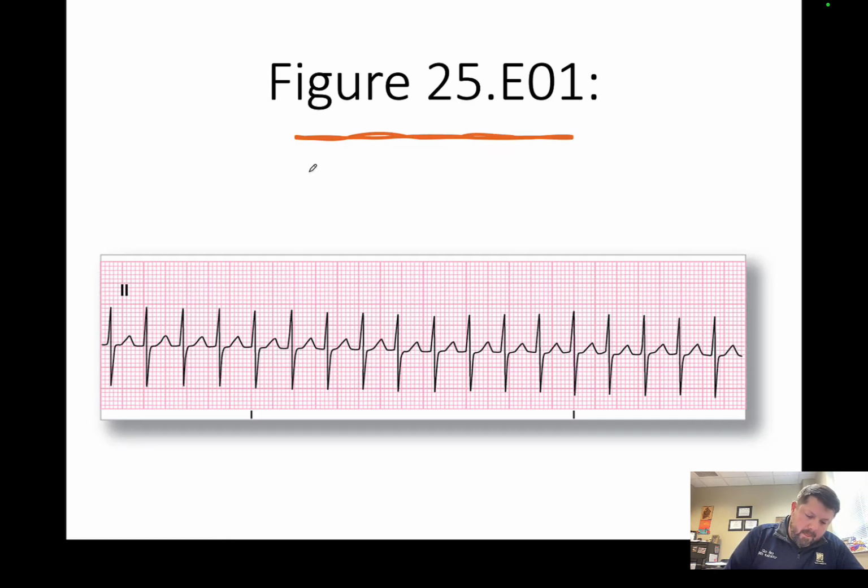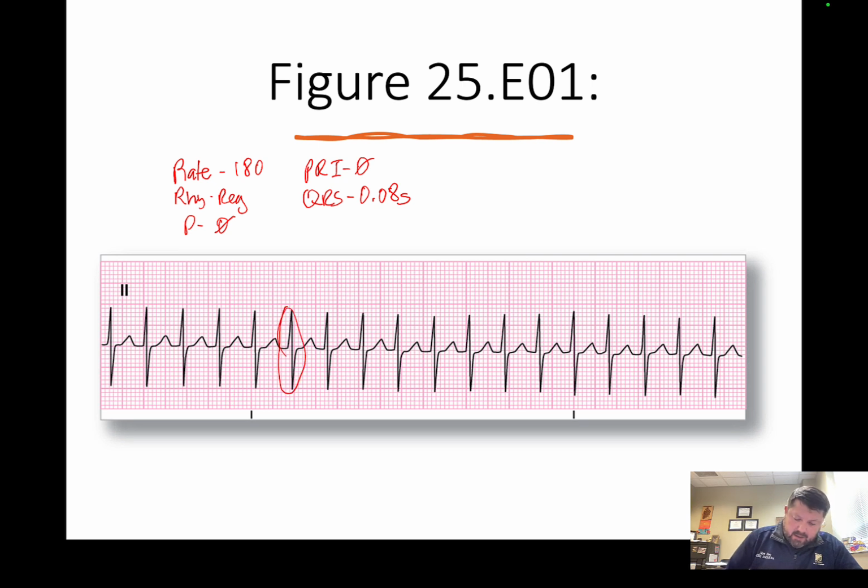My rate is 180. My rhythm is regular. No P wave, no PRI, and my QRS is normal at 0.08 seconds. So it is a narrow ventricular complex without a P wave at a rate of 180. It's an AVNRT. What if you called this a supraventricular tachycardia? You wouldn't be wrong. The treatment's still going to be the same initially.